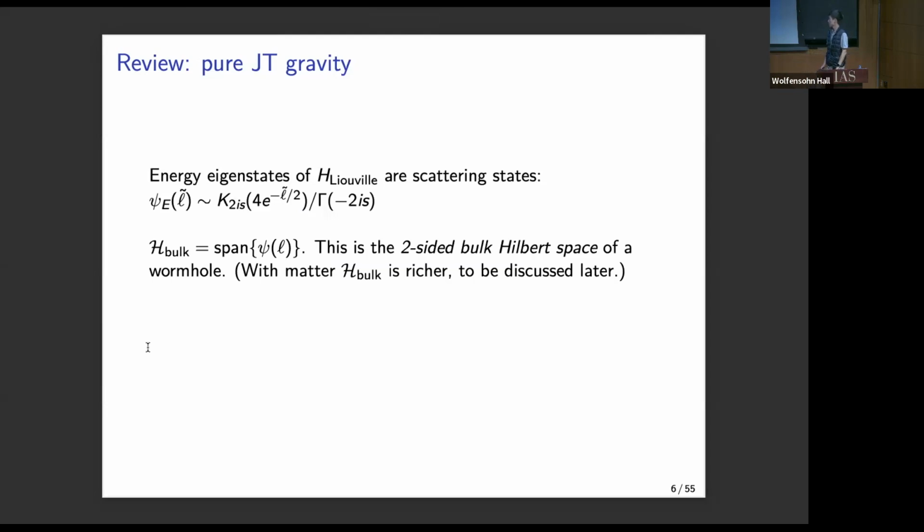Okay? So this is a two-sided bulk Hilbert space. And I emphasize that it is the Hilbert space associated with two entangled quantum mechanics.